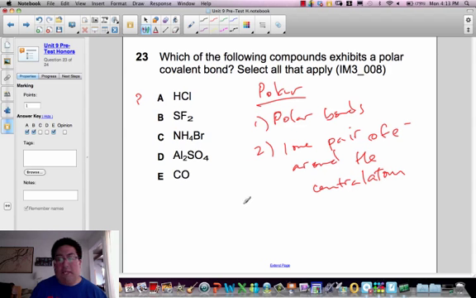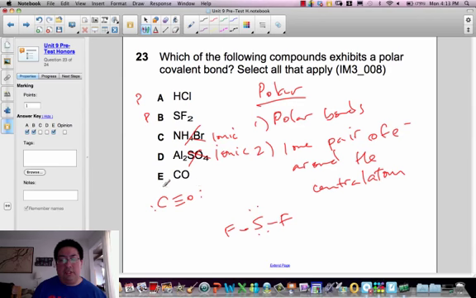SF2 also, because SF2 has a central atom, and it looks like this. Where you have two lone pairs. There are valence electrons for F, but I'm not drawing them, so that would make this one polar. This one's no good because this one's ionic, and this one is also ionic. And for this one, this is carbon monoxide, and even though there's no central atom, there is a difference in electronegativity, so that one is polar too.